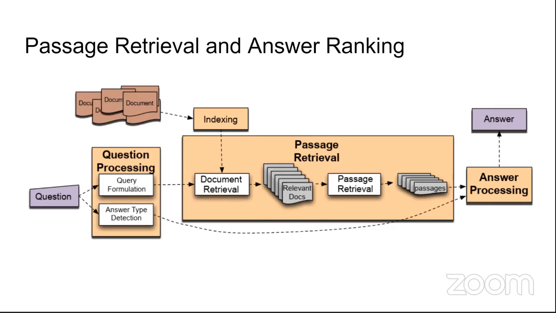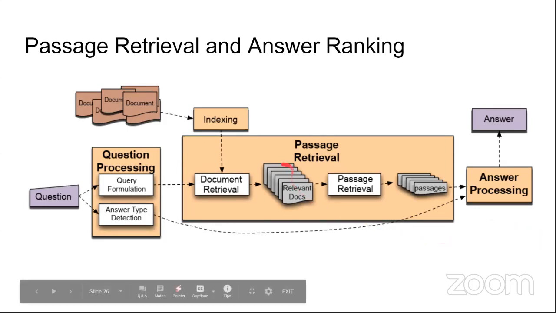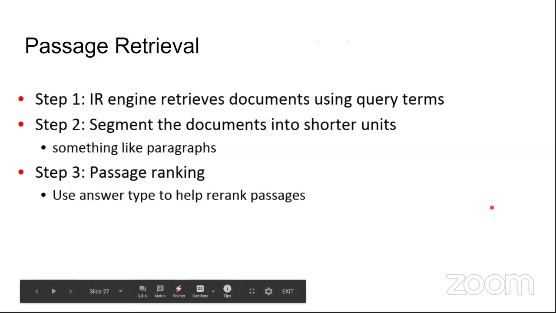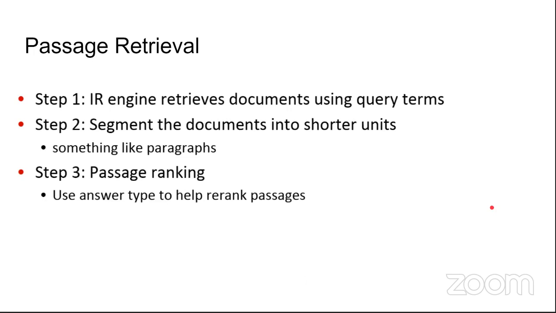So let's look at this system again. Passage retrieval and answer ranking is something that we're going to discuss. So passage retrieval is something that is done here, and answer ranking is done here. Okay. So in step one, I've already explained the system to you in detail. I actually planned to explain it here at this slide, but I think I got a little excited and explained everything to you earlier.